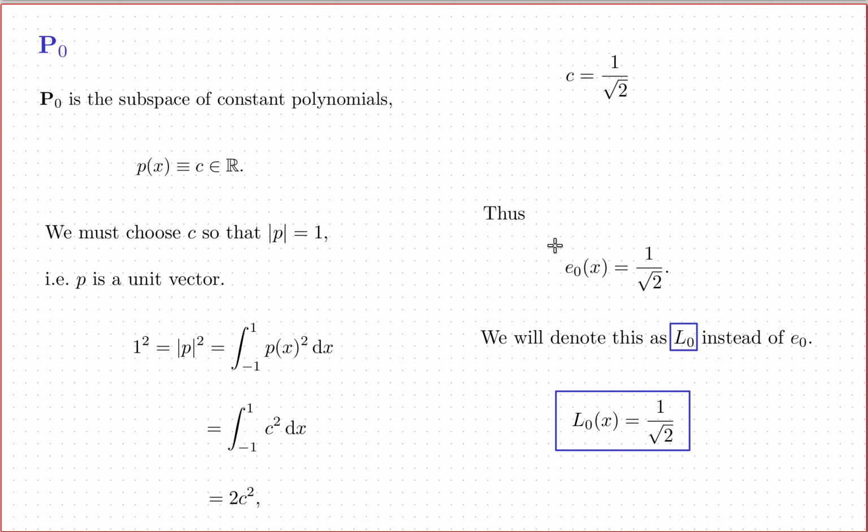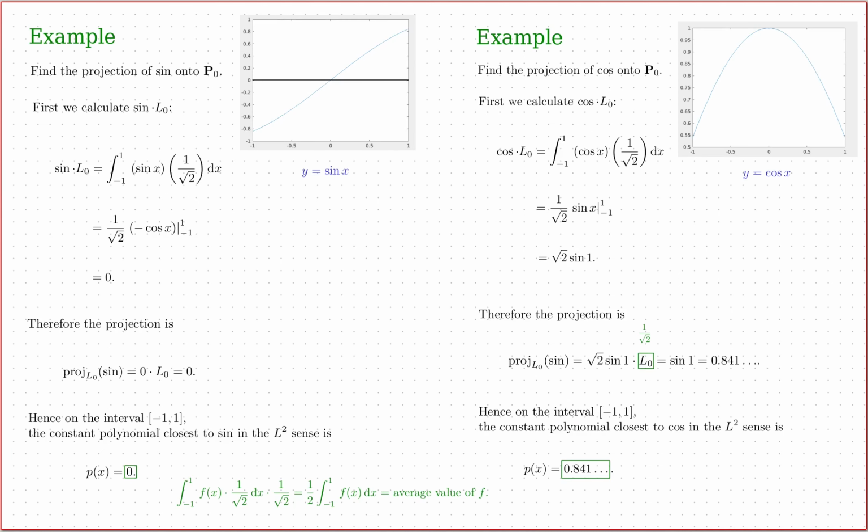Instead of using E as a notation for the basis elements, I'll use L_0 and L_1, L_2, etc. So I'll write it this way. I'll say that the first basis element, L_0 of x, is the constant polynomial 1 over radical 2. Okay, let's do an example. We'll actually calculate the projection of a function onto P_0.